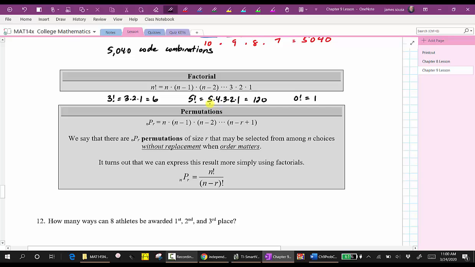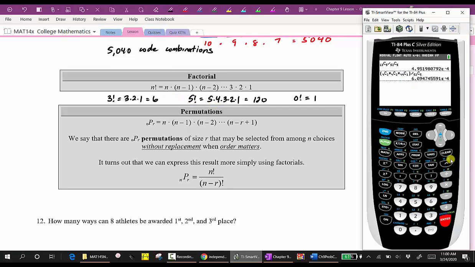Let's check 5 factorial on the calculator. To do this, we press 5, math, right arrow to probability, and notice how factorial is option 4, so we press 4 and then enter.